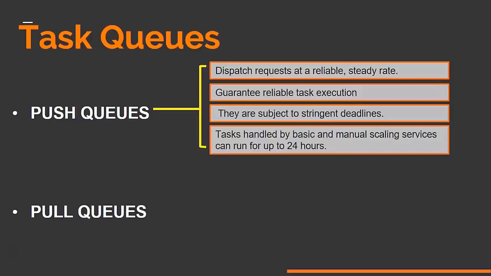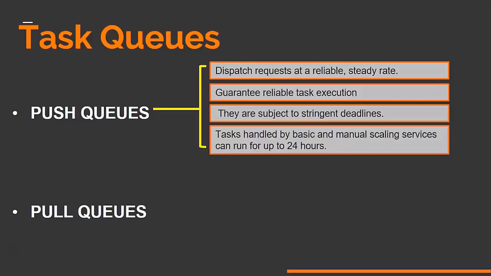Push queues dispatch your requests at a reliable, steady rate. They guarantee reliable task execution because you can control the rate at which your tasks are sent from the queue. So you can control the worker scaling behavior and hence your cost as well. And because your tasks are executed as AppEngine requests, the targeted service will be subject to stringent deadlines.